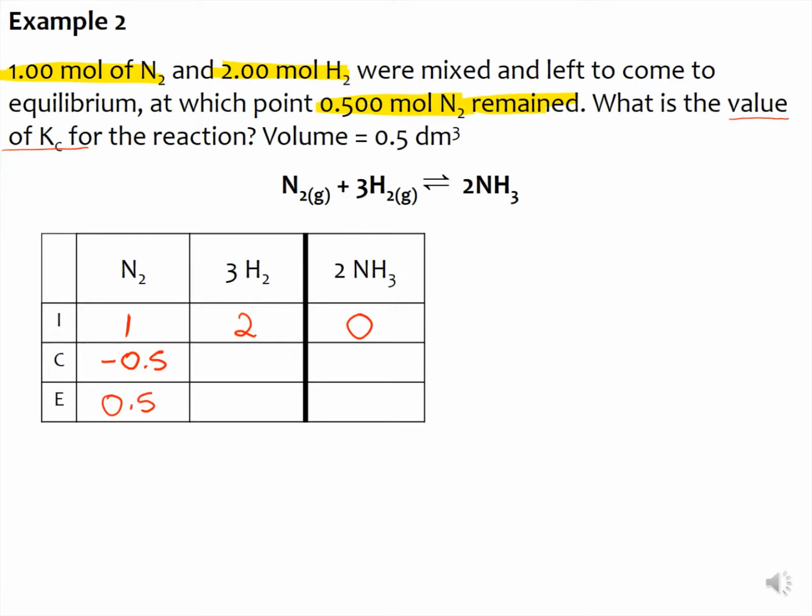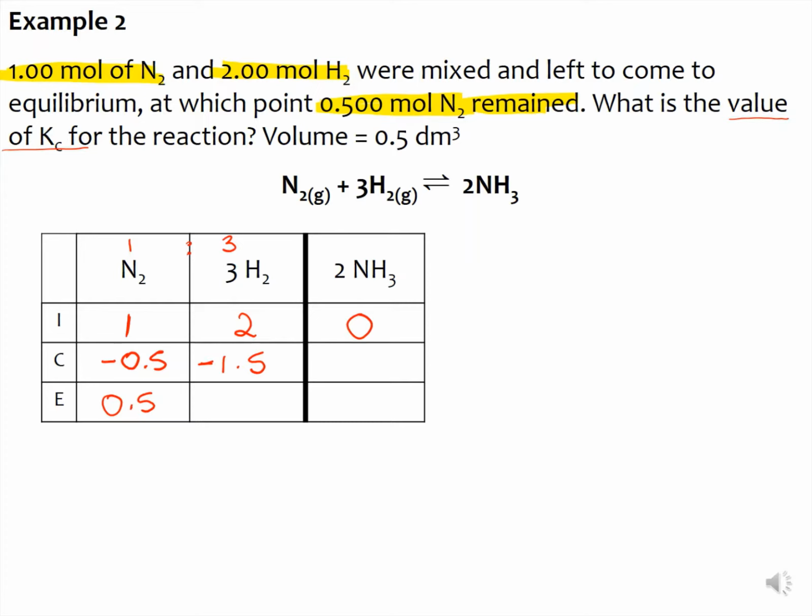Now, if 0.5 moles of N2 has reacted, how much H2 would we need to react with the N2? Well, because this is a 1 to 3 ratio, we would need 1.5 moles of H2 to react with the 0.5 moles of N2. So the H2 is going to decrease by 1.5 because 0.5 and 1.5 are a 1 to 3 ratio, matching the stoichiometry of the equation.